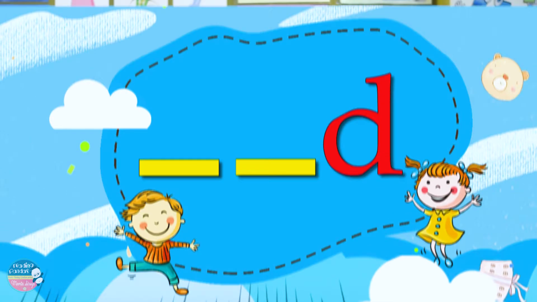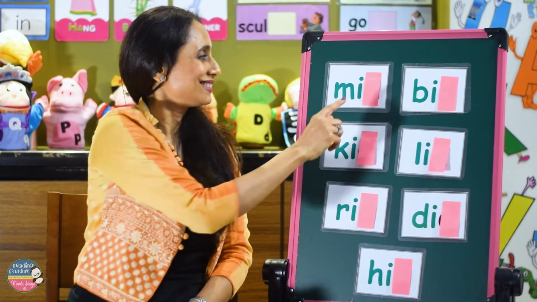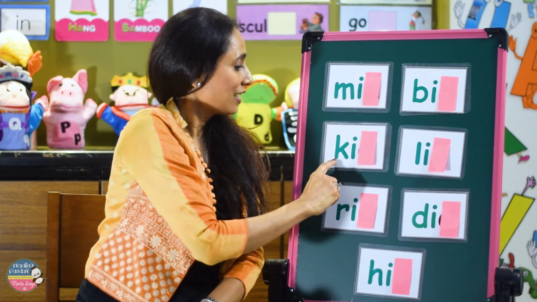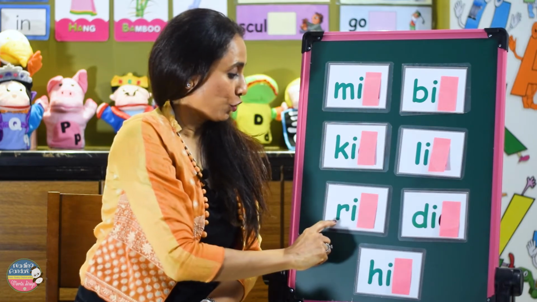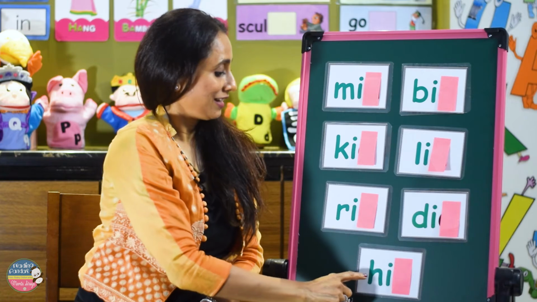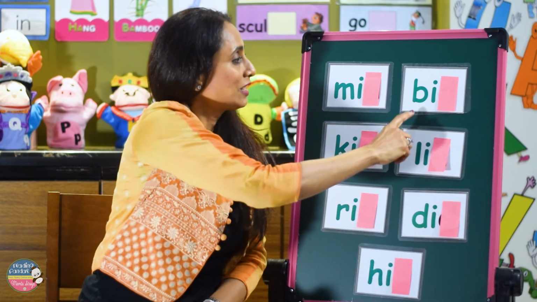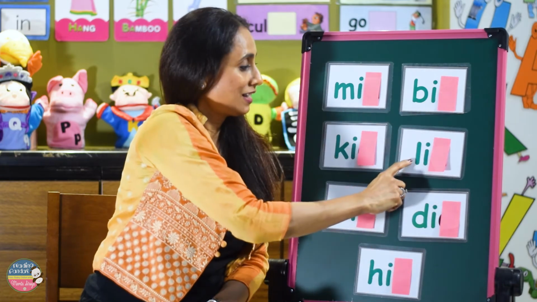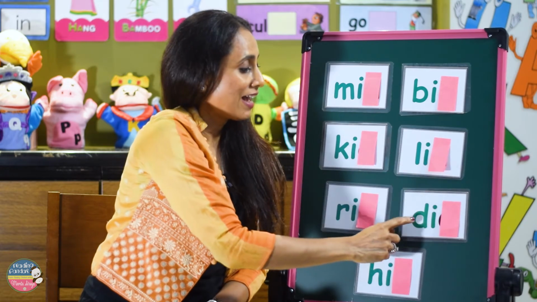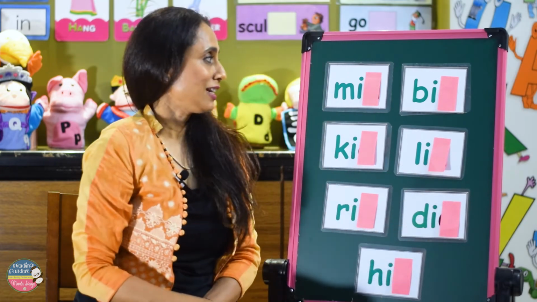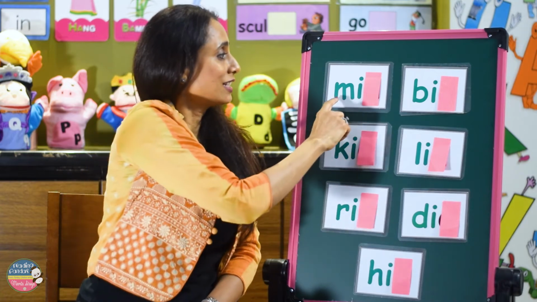Now let's revise one more time. Blending. Mi. Ki. Ri. Hi. Bi. Li. And Di. And now let's get in the last sound.